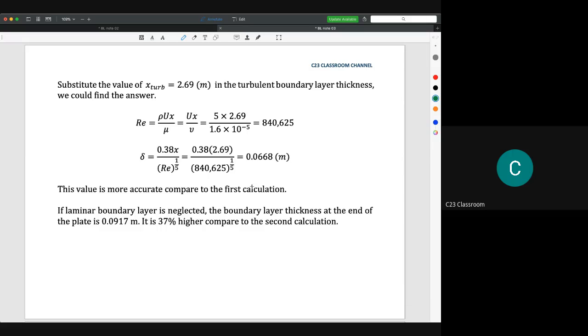For example, we know that x turbulent is 2.69 meters. To find the turbulent boundary layer thickness, we find the Reynolds number, rho u x over mu. Substituting the values, the Reynolds number is 8.4 times 10 to the power of 5. Substituting in, we get delta of 0.0668 meter. This value is more accurate compared to the first calculation. If the laminar boundary layer is neglected, the boundary layer thickness at the end of the plate is 0.0917 meters, compared with 0.0668 meter here. So it is 37% higher compared to the second calculation.